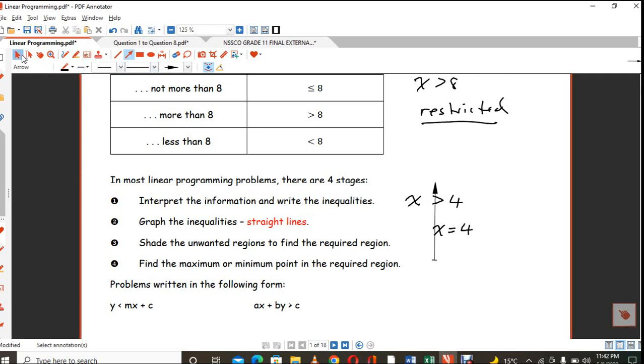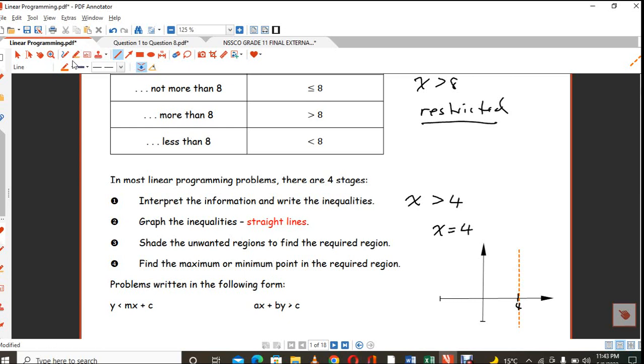Perhaps if I bring this particular thing down. So an inequality of x greater than 4 is restricted, so the 4 is not included. Let's say my 4 is there. What you're going to draw is a line, but it will be a broken line, something like that.